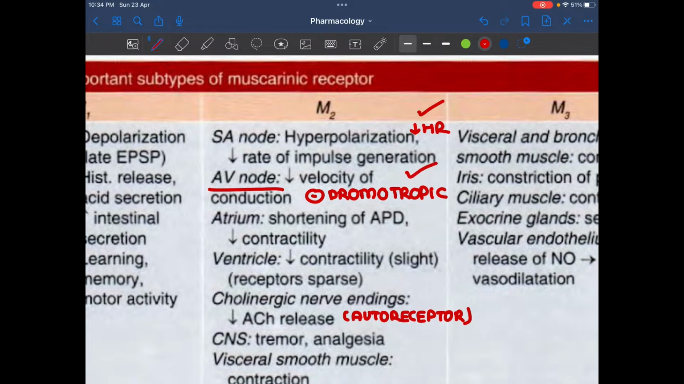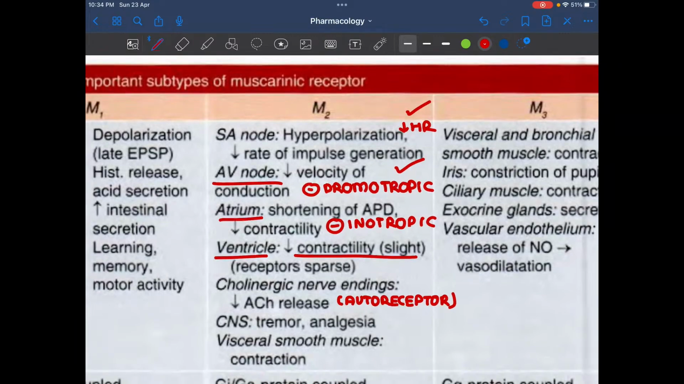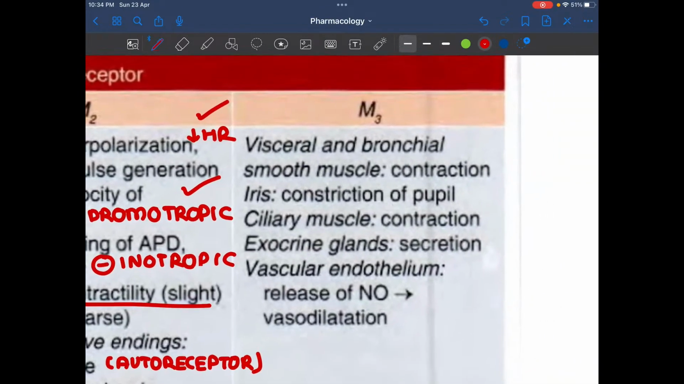If I talk about the atrium, they might be negative inotropic as well. But just remember, guys, ventricular contractility is slightly affected, I would say, or maybe it is not even affected at all, because parasympathetic supply to the ventricle is not there. Right. What about the M3? Where is M3 present? They're present elsewhere. But all our bronchial smooth muscles and all our visceral smooth muscles are going to have contraction via the M3 receptors.